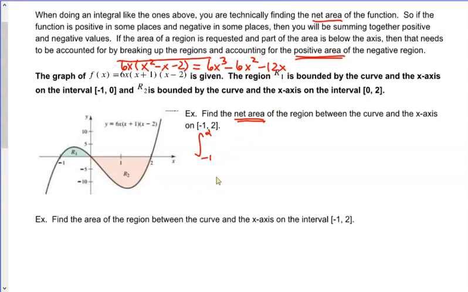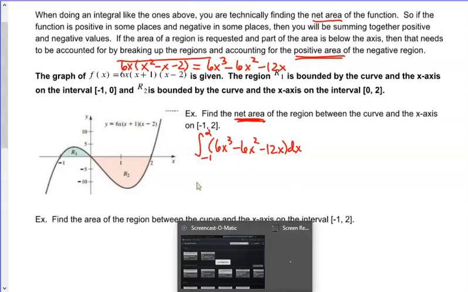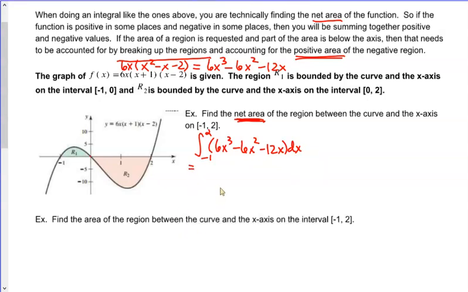That's my function. So to find the net area, there's really nothing you have to think about except for figuring out what the integral is. So I need the integral of 6x cubed minus 6x squared minus 12x with respect to x. Let's add 1 to our power so we get an x to the 4th. But then I have to divide by 4. Well, 6 over 4 is not very nice. I can reduce it, though, to become 3/2.